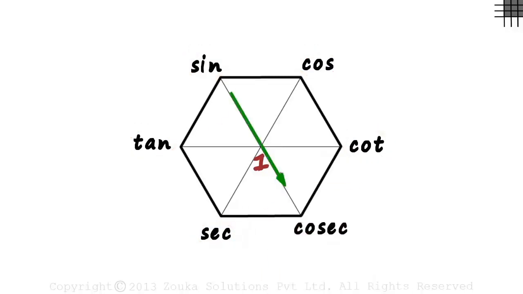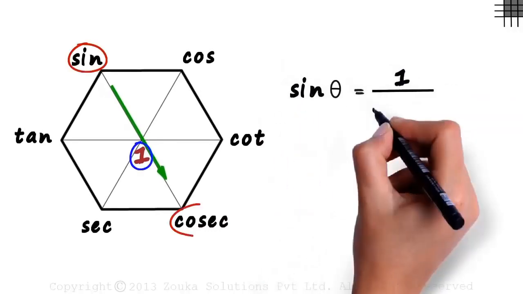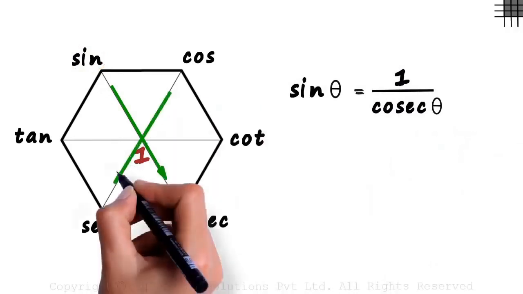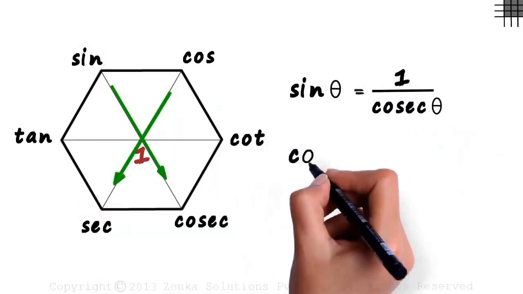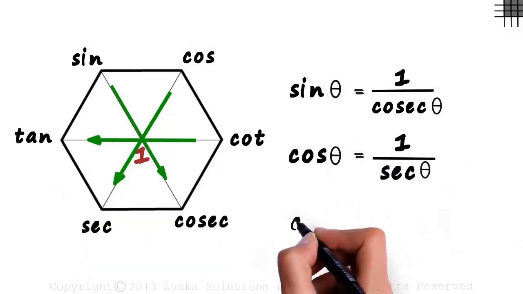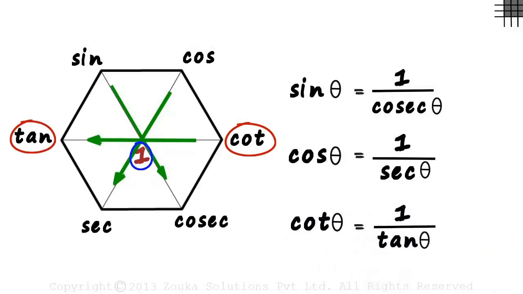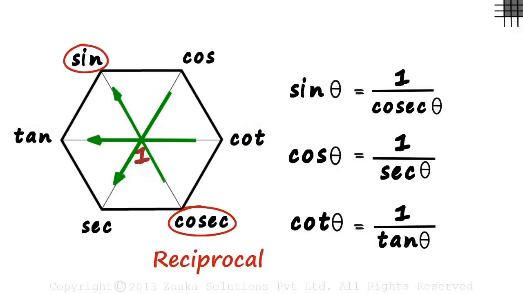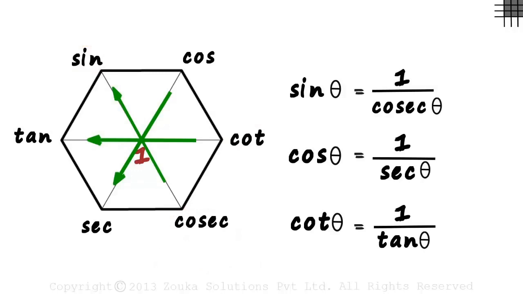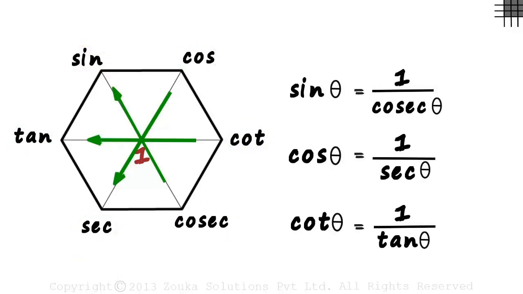Look at this arrow for instance. This arrow tells us that sine theta equals 1 by cosec theta. What about this arrow? This arrow tells us that cos theta is 1 by sec theta. And this arrow tells us that cot theta equals 1 by tan theta. If the arrow is drawn like this, we can even say that cosec theta is reciprocal of sine theta. So remember, functions at diagonally opposite vertices are reciprocals of each other. Be patient, it doesn't end here.